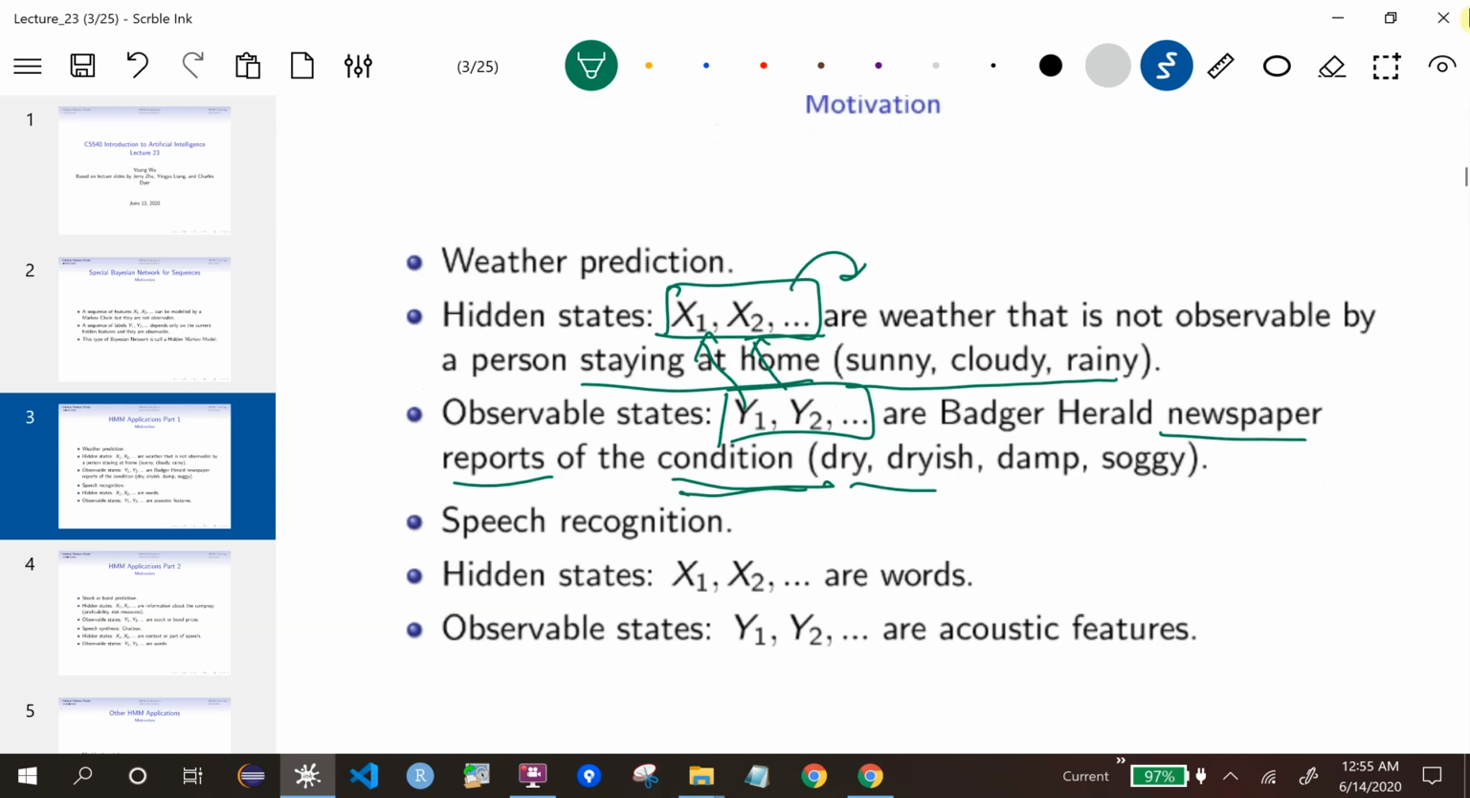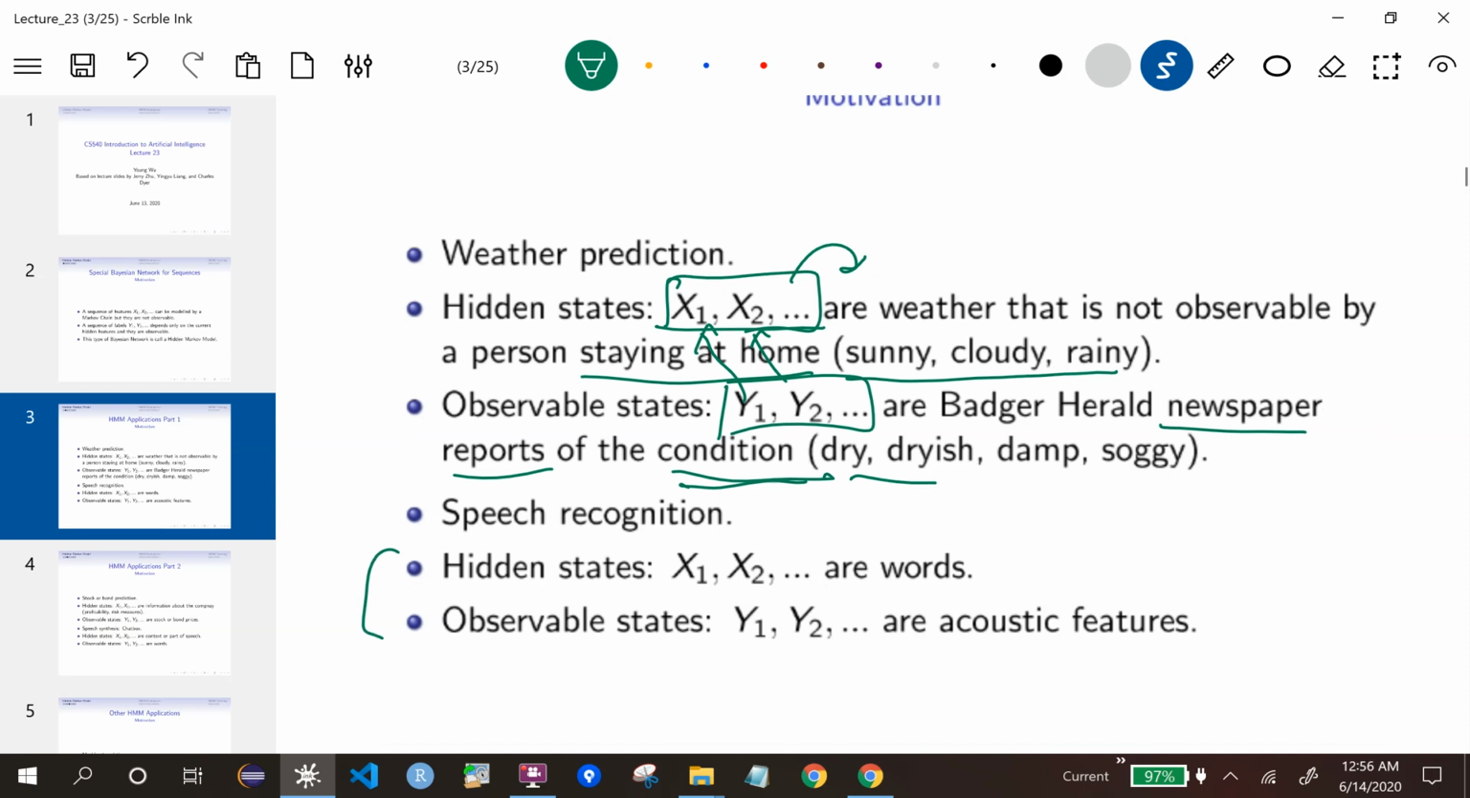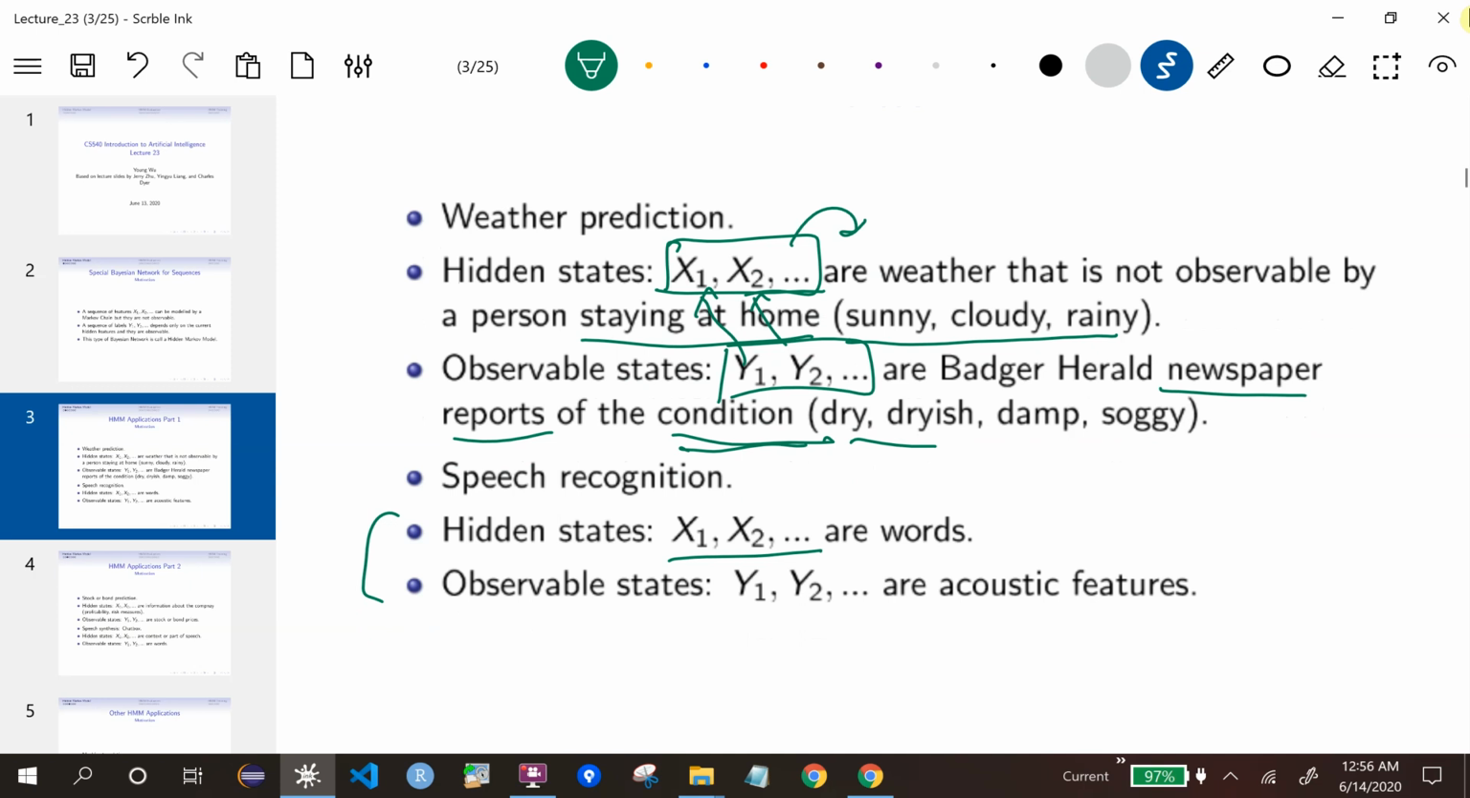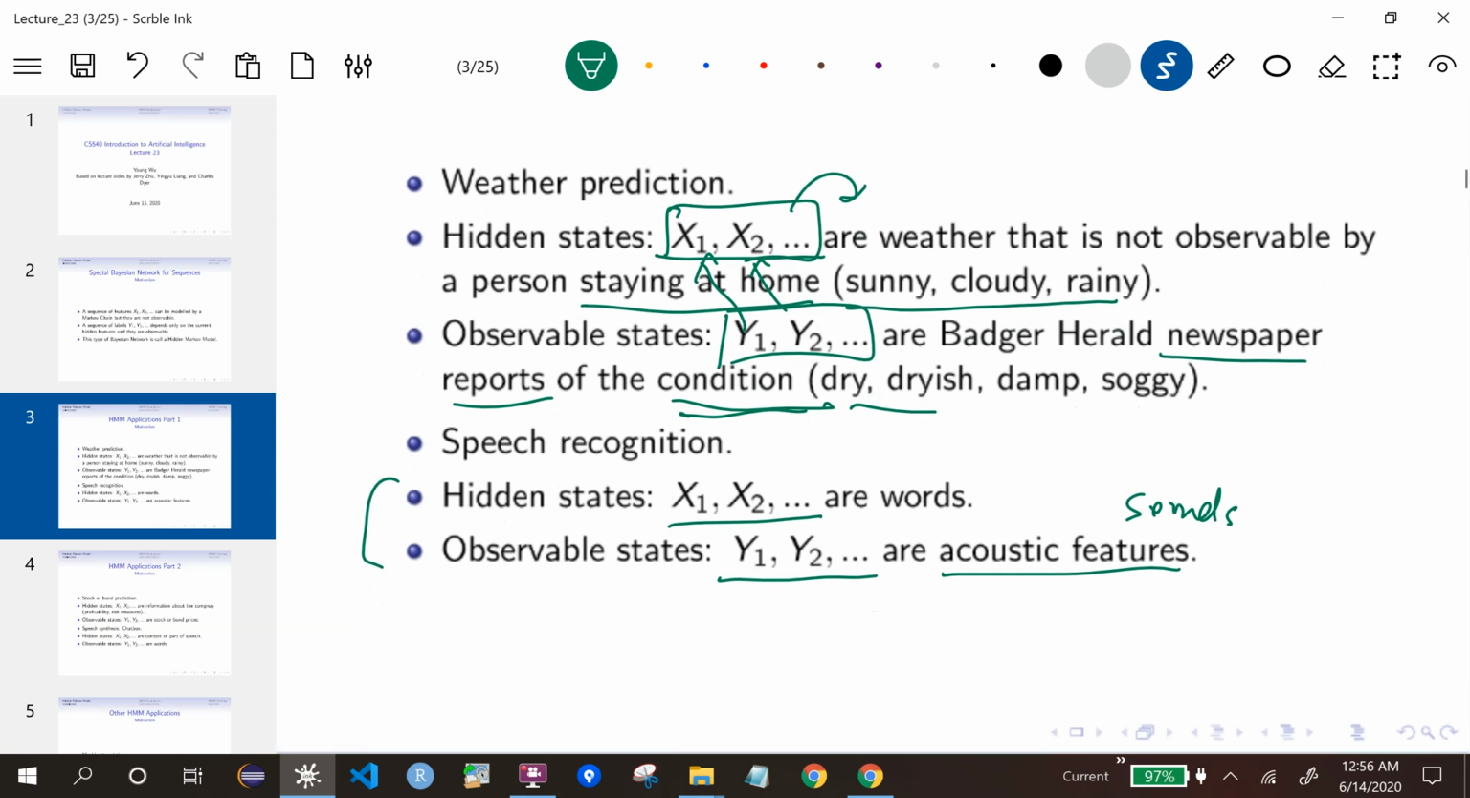I personally like the second example a lot better. It's about speech recognition, and the hidden states, the states that we don't know, are the words. If you say something, the computer will not know what words you meant, but the computer can figure out the acoustic features, which are basically the sounds. One example is if you say something like "recognize speech". I don't actually know how to write them out in those acoustic symbols, but let's do it this way.